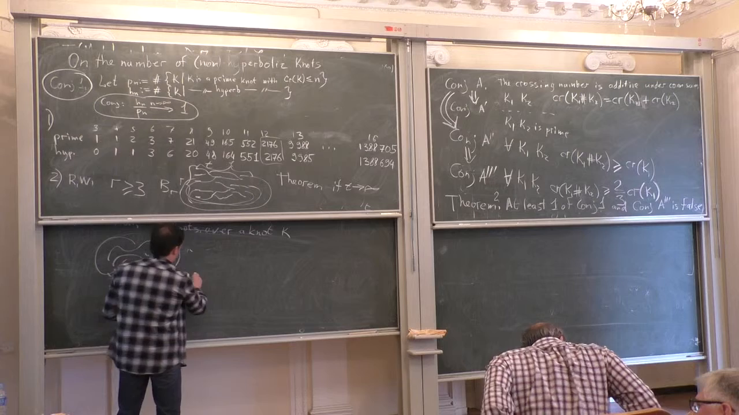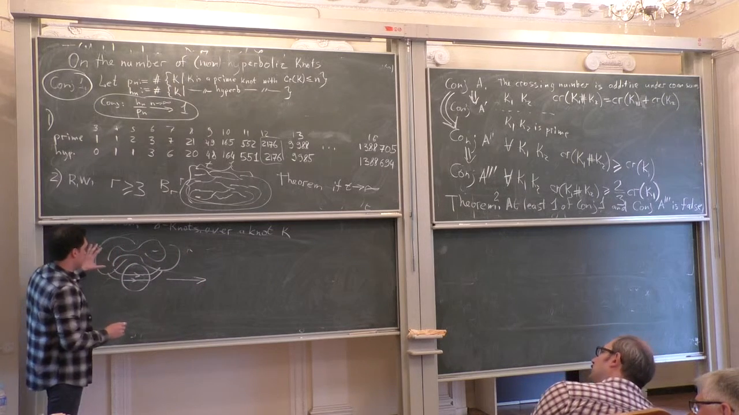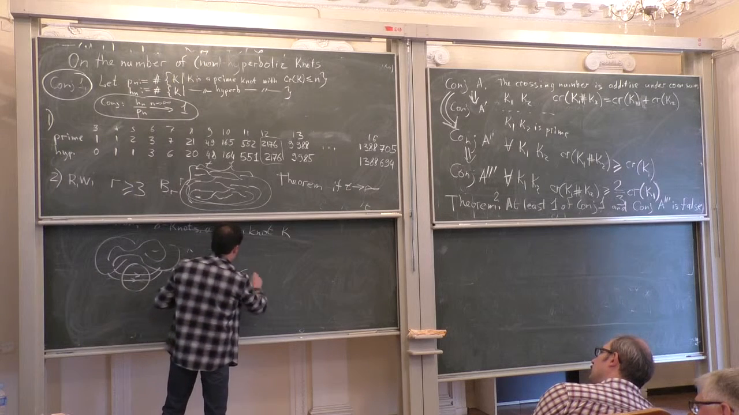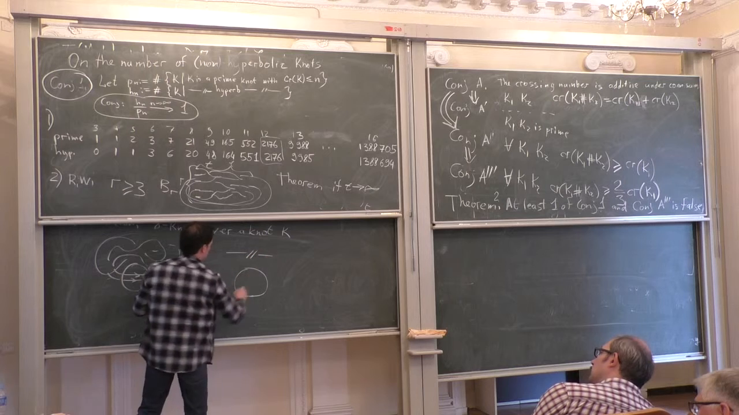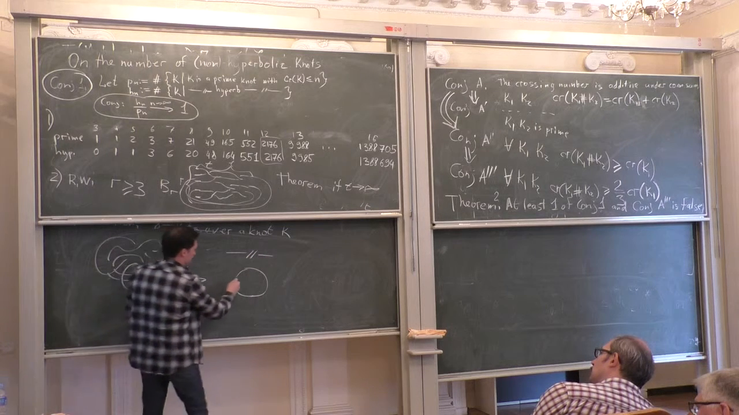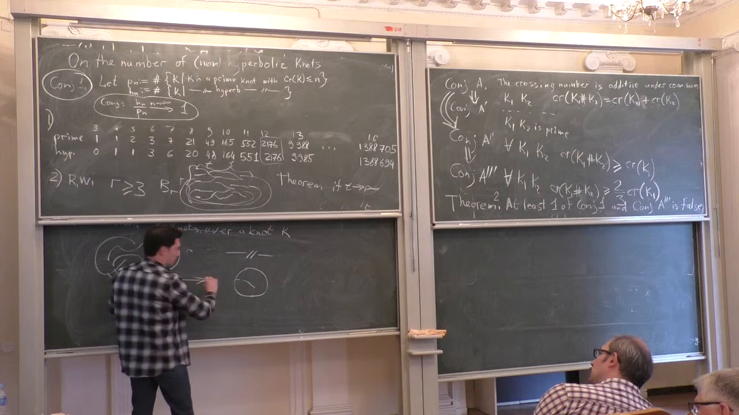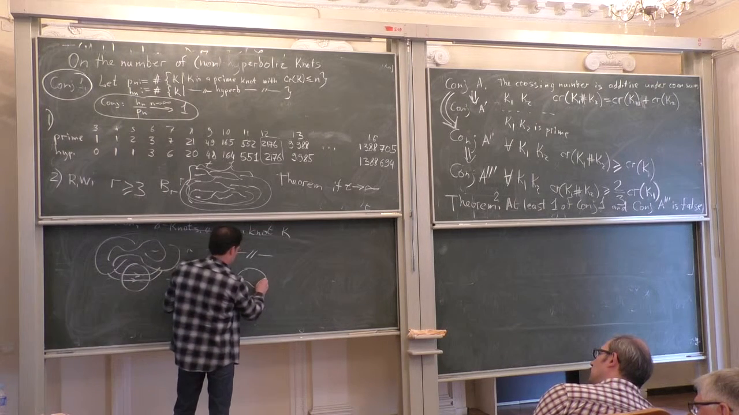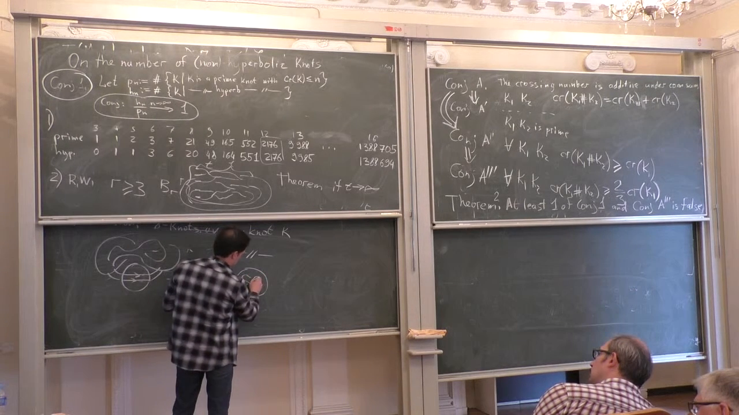And then I take such a move on this diagram. The rest is the same. And in this place, I would like to have a double figure 8 knot. So I think it's something like this, yes?